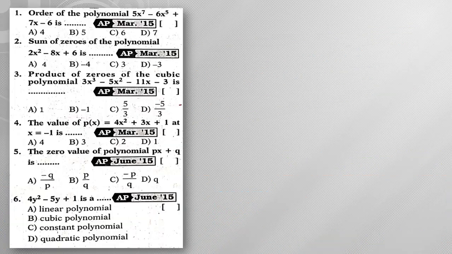Let us see question number 1. The order of the polynomial 5x power 7 minus 6x power 5 plus 7x minus 6. What is the meaning of order? Order is nothing but simply the degree. What is the degree of this polynomial? Degree is nothing but the highest power of each monomial. The highest power of a monomial is called the degree of the given polynomial. Here, the highest power is contained in this monomial, which is 7. Hence the answer is 7.